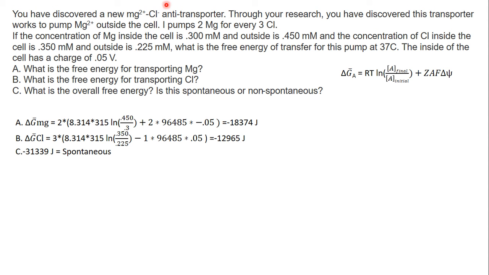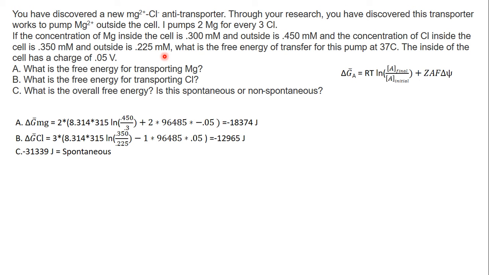All right, so it's an antitransporter, and this pumps magnesium outside the cell. If it's an antitransporter, that means chlorine goes inside the cell. It'll pump 2 magnesiums for every 3 chlorine. Concentration inside the cell is 0.3 millimolar, outside 0.45. Cl inside is 0.350, outside is 0.225. We are pumping at 37 C, and the inside has a positive charge of 0.05.